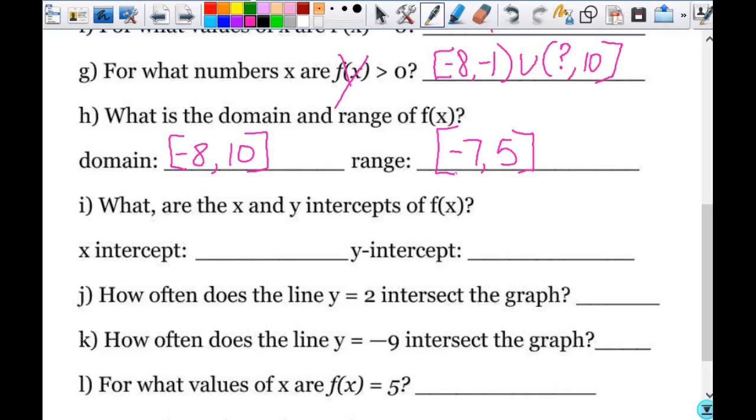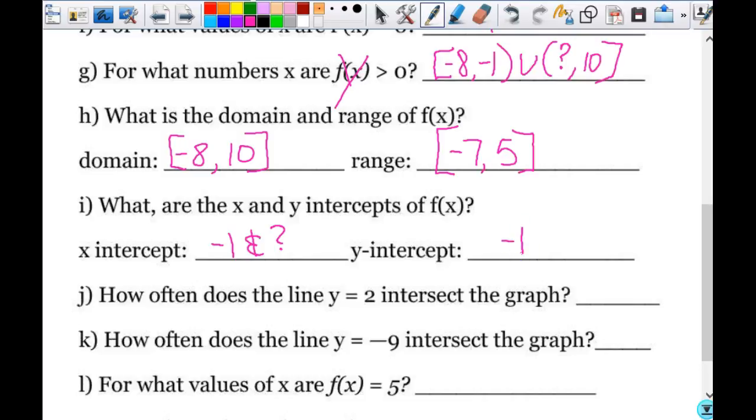All right, so then x and y intercepts of f of x. So your x-intercepts, we've kind of already answered that. Isn't that the same question as before, just asked a different way, right? So it's negative 1, and we're not real sure about the other, close to 9. What's your y-intercept? Negative 1.